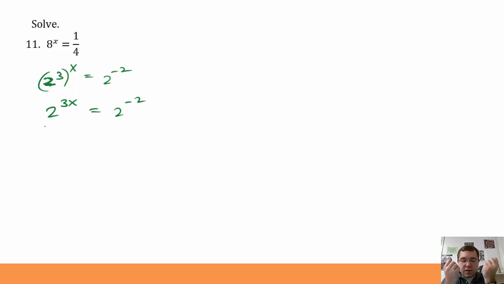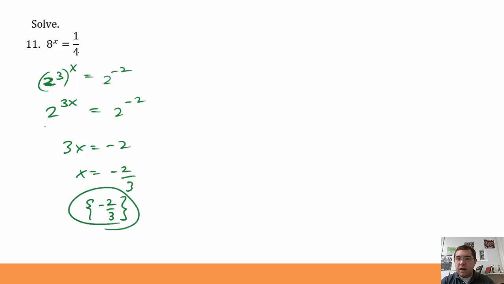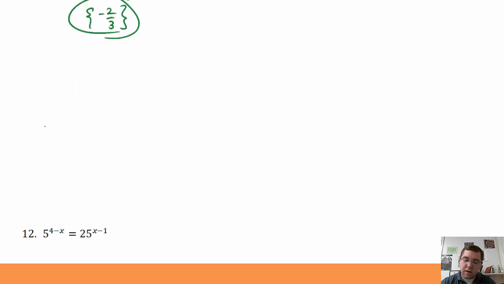That means if these two expressions are going to be equal, and they've got the same base, it must be that their exponents are equal. So 3x must equal negative 2, which means x must equal negative 2/3. And that is the solution to my equation. So that's pretty cool. If I can write both sides of my equation as the same number to a power, then I can set those powers equal to each other. Let's see another example, and we'll be done.